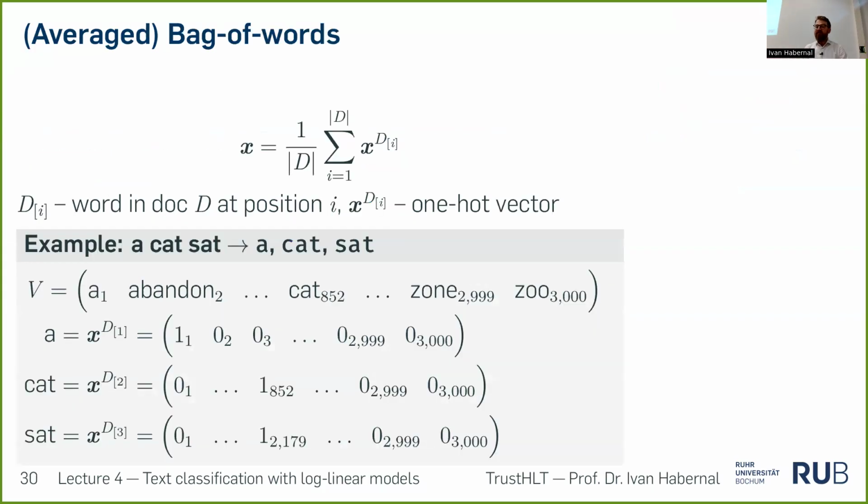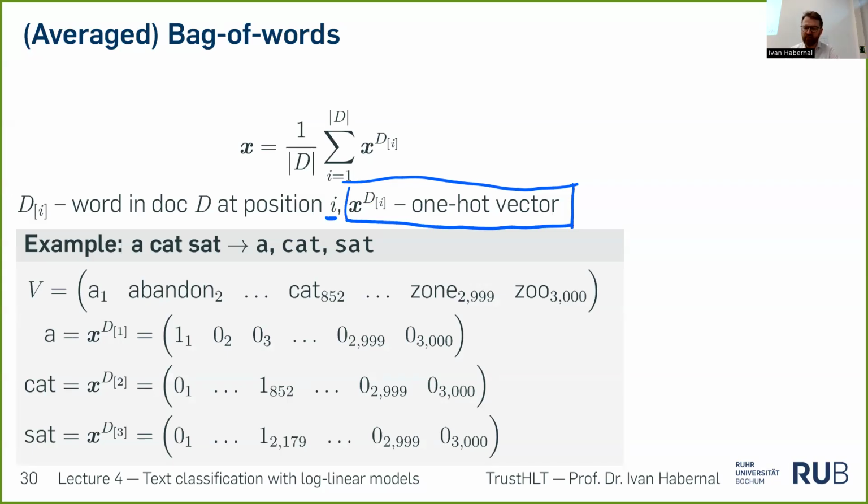And then if I want to represent a sentence or document, I take each word at position and take its vector from the vocabulary, where I use 1 for the position of the word in vocabulary, and zeros otherwise. That's why it's called one-hot encoding, one-hot vector.